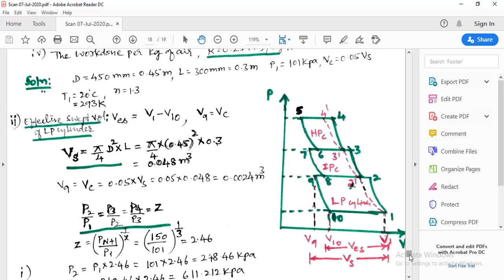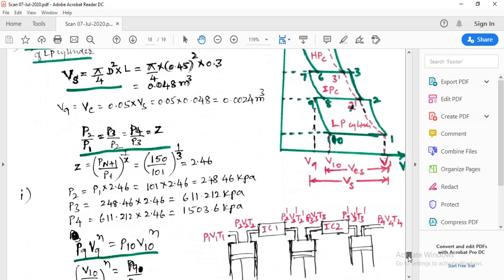Now we can easily calculate the intermediate pressures. In the first cylinder, the pressure ratio is P2 by P1. In the second, it is P3 by P2. In the third, it is P4 by P3. In each cylinder, the pressure ratio will be the same, for ideal pressures. That is equal to Z. So the pressure ratio will be the same, equal to Z.